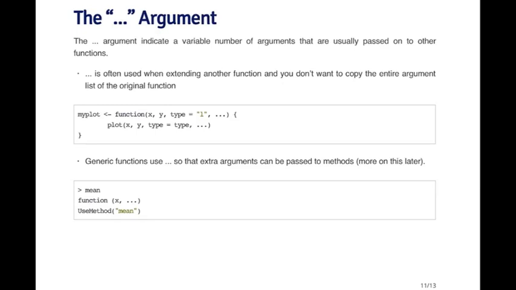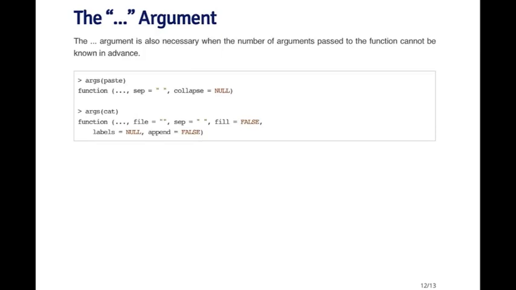There's another use of the ... argument, and it's for what are called generic functions, so that extra arguments can be passed in methods. We'll talk more about this later when we talk about object-oriented programming. But the basic idea is that in R there can be special functions called generic functions which don't do anything, but what they do is dispatch methods for different types of data. And so the ... is used very heavily in this type of setup.